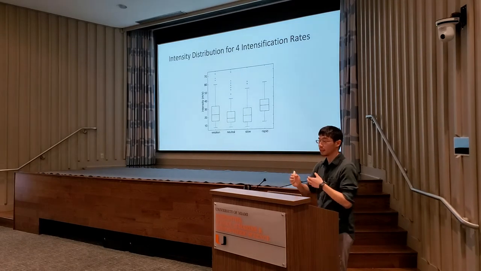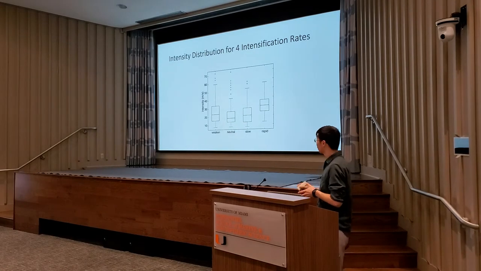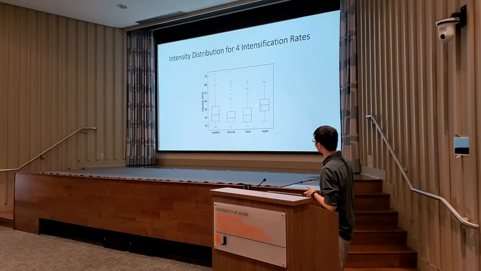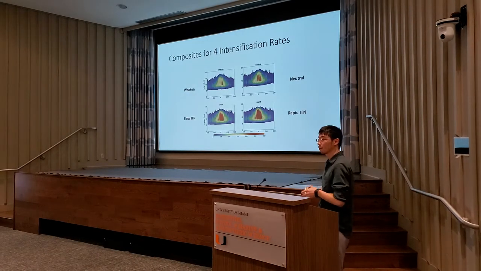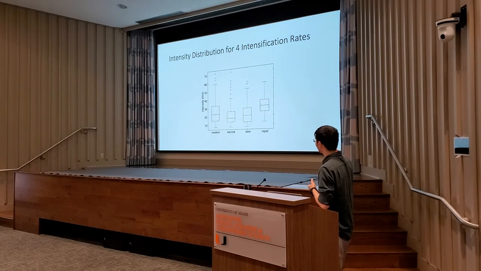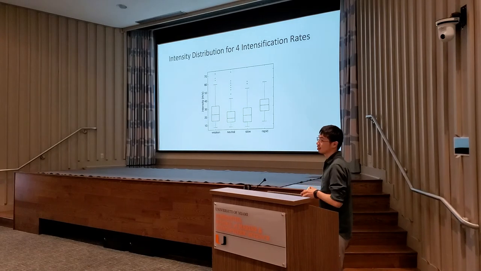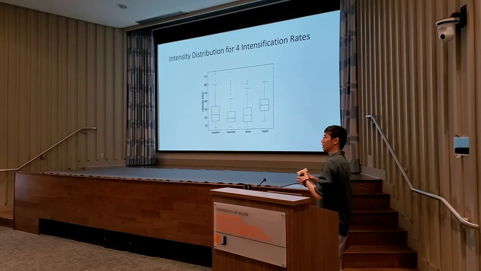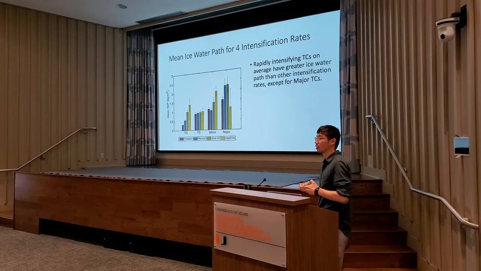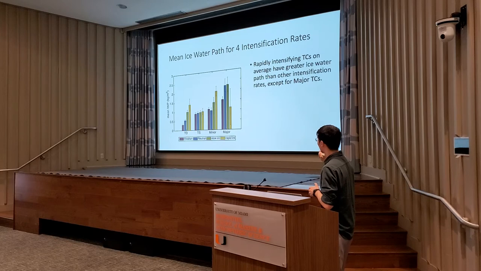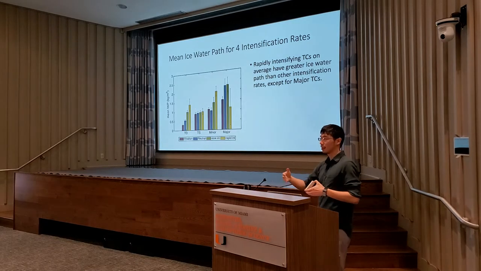But if we further look into the intensity distribution of the four intensification rates, you will find that rapidly intensifying TCs have a stronger average intensity than other groups. So the signal we saw here might be an artifact of the average TC intensity being higher in rapidly intensifying TCs. So that's why we also separate these overpasses into four intensity categories, and then make a comparison between the four different intensification rates. The yellow bar is for rapidly intensifying TCs. And here you can see, except for major TCs, rapidly intensifying TCs still have a stronger ice water path than the rest of the groups.